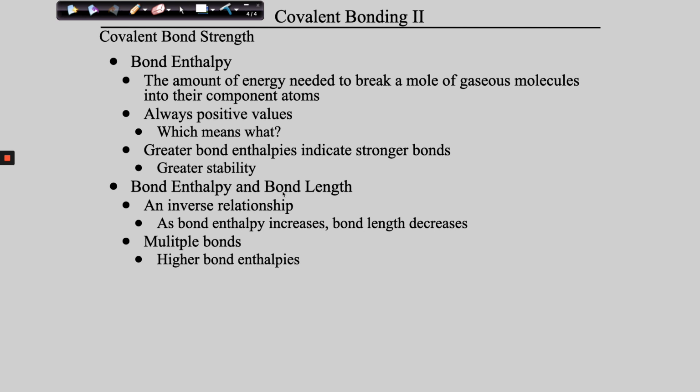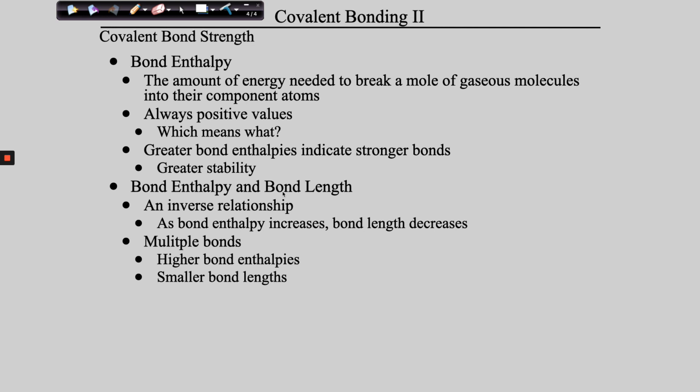So guys, if that's true, and it is, which is going to be a longer bond, a single bond or a triple bond? Which is longer, single or triple? Single. Single bonds are weaker, they're longer. Triple bonds are stronger, they're shorter. So guys, as you get double and triple bonds, they're stronger bonds, and they have shorter, smaller bond lengths.